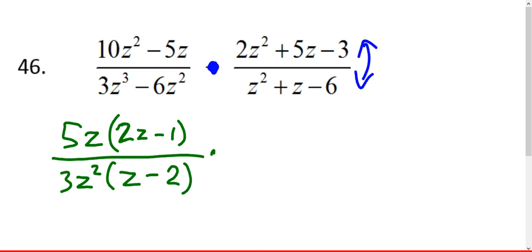Changing it to multiplication and flipping this. So z squared plus z minus 6, that goes up top. Multiply by 6, add to be 1, that's going to be 2 and 3.